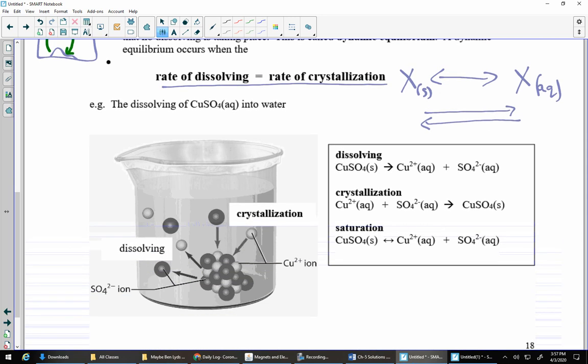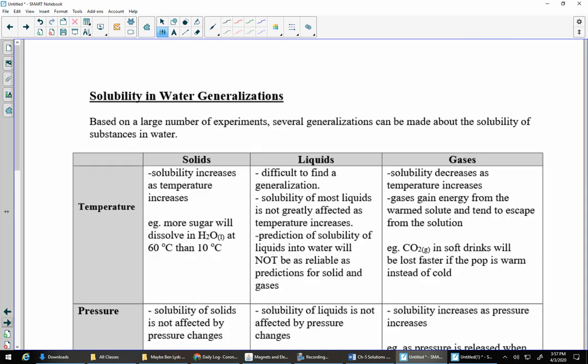This is just a nicer drawing of the things that we've drawn. So we've got dissolving happening here. We've got crystallization happening at the exact same rate. And if I'm at saturation, that's my dynamic equilibrium. You'll notice the double-headed arrow. It's going back and forth. So coming out of the crystal here and going back into the crystal there, again, at the exact same rate.